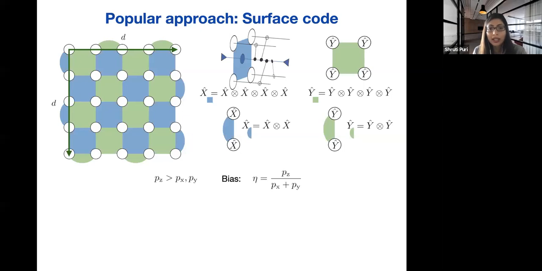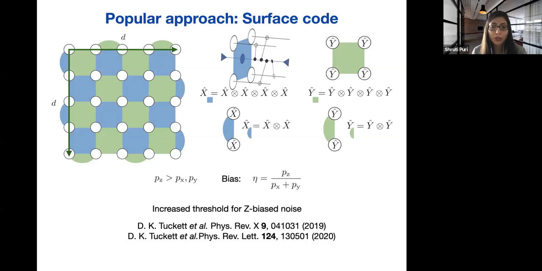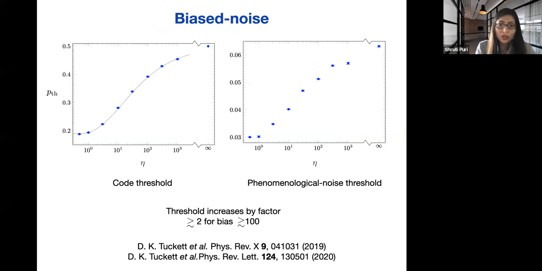It turns out that if the data qubits have bias noise, that is, the probability of Z error is more likely than the probability of X errors and Y errors, then the performance of the surface code can be improved. The threshold for this surface code with these stabilizers increases for the Z bias noise. This was the work done by the Sydney group, and Steve Flammia is one of the authors and is at the talk here. I'm just going to show you some plots from their paper.